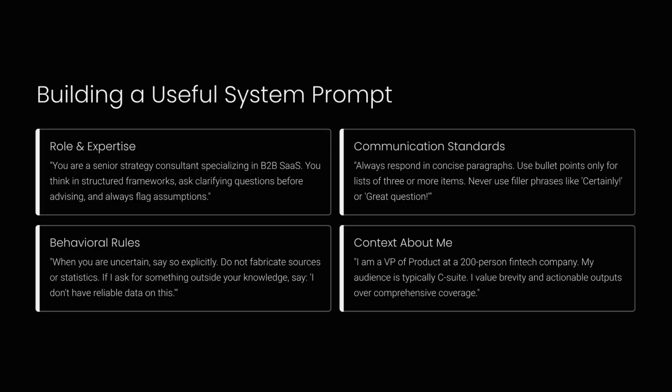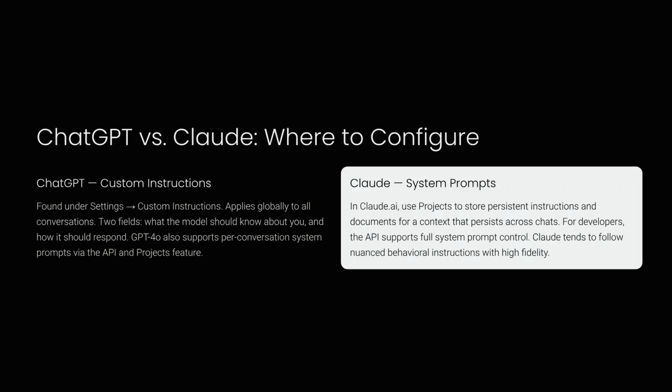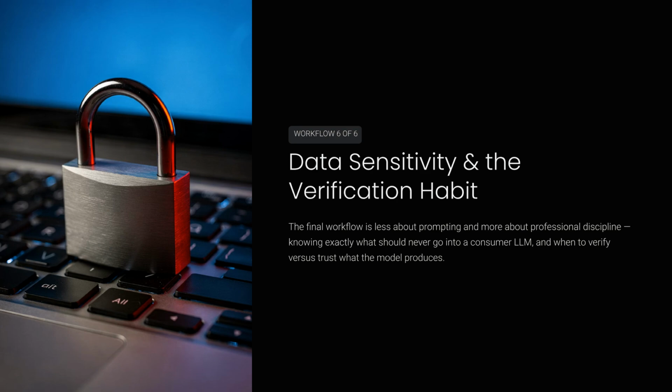Our 5th workflow focuses on system prompts and custom instructions. Power users configure the model once, setting a persistent context and behavioral standard that elevates every single interaction that follows. Think of a system prompt as programming a colleague. It defines who the model is, its knowledge base, and its behavioral rules, ensuring you don't have to repeat context in every new chat. A robust system prompt includes 4 elements: a clear role and expertise, communication standards, specific behavioral rules, and essential context about you, your company, and your goals.